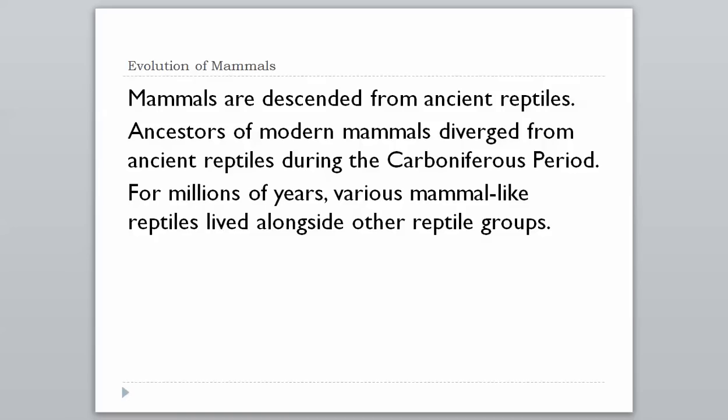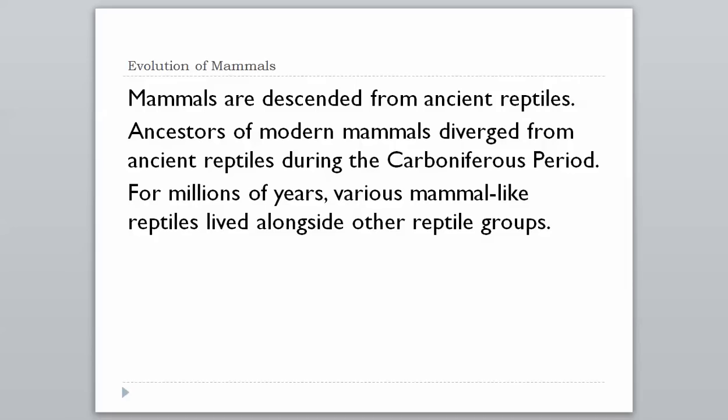And mammals are actually descended from ancient reptiles. That's where our evolutionary origins came from: a group of reptiles split off and became the mammals. The ancestors of our modern mammals diverged from the ancient reptiles during the Carboniferous period. So our first mammals were around during the Carboniferous period. However, they were very small during this time. They weren't very prevalent, because this was the time when amphibians and insects kind of ruled the world, and were giving rise to the dinosaurs.